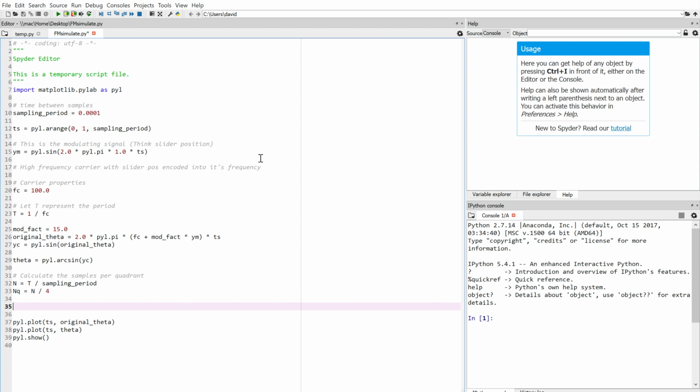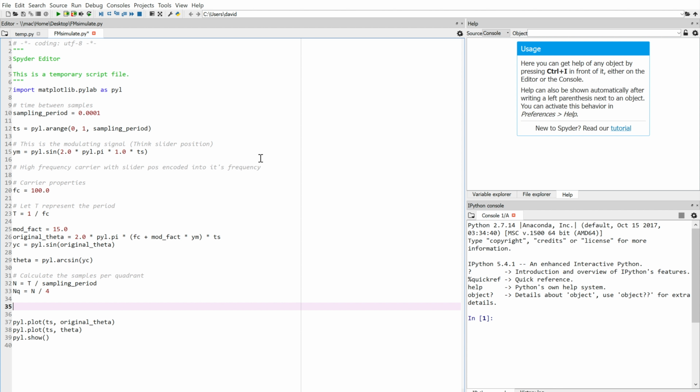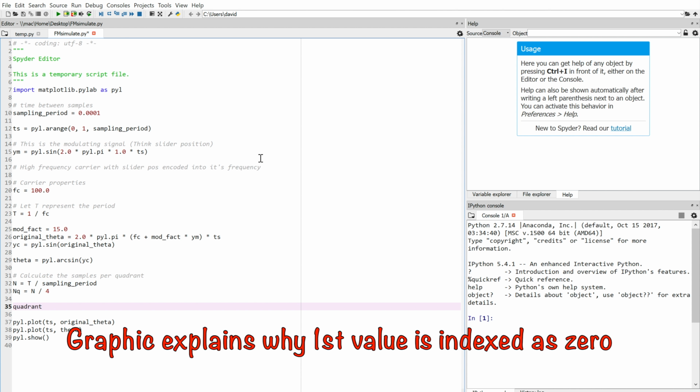Knowing the number of angles per quadrant allows us to keep track of what quadrant we are looking at for any given angle. For example, if there is 25 angles per quadrant, then we know that the first 25 values stored in theta represent quadrant 1 of the unit circle. Enough talking, let's put this into code.